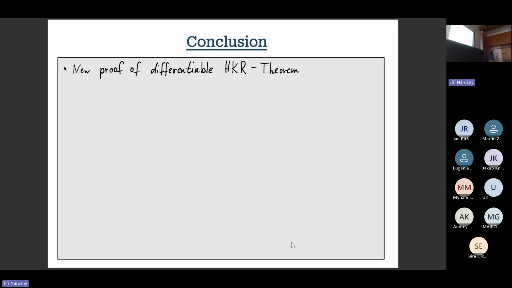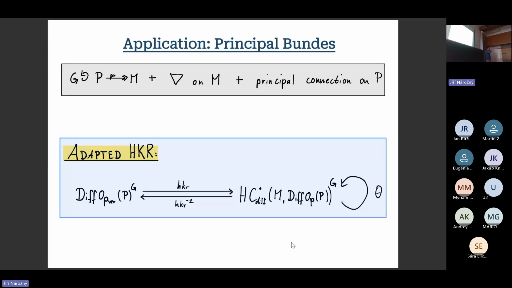I know you quantize connections really on that side, or just sections of TP, because sections of TP can be connections, with these values in the Lie algebra being connections.